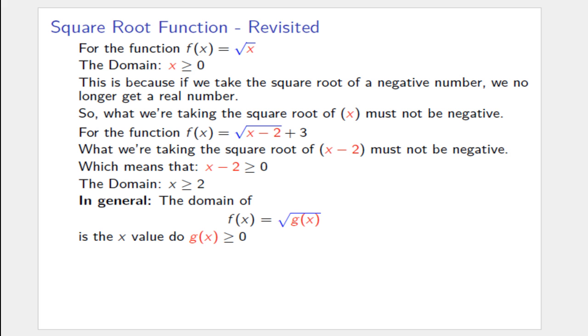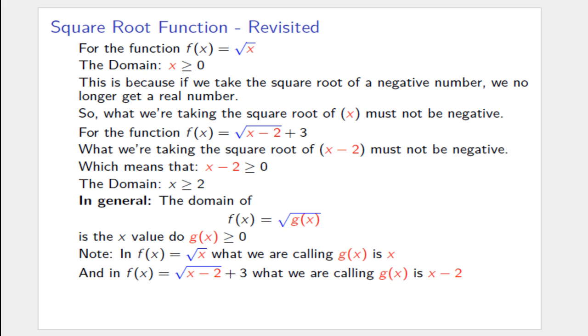In general, the domain of a function f of x equals the square root of something else, call it g of x, is all the values of x so that g of x is bigger than or equal to 0. Because this notation is a little bit messy, it's worth pointing out that in f of x equals the square root of x, what we're calling g of x is just x. And in f of x equals the square root of x minus 2 plus 3, what we're calling g of x is x minus 2. In other words, g of x is what's underneath the square root.